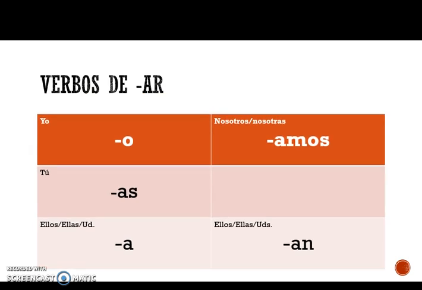So this is how our chart is going to look from now on. Notice I've dropped the usted down here because it also uses the a ending. I've dropped ustedes down because again it also uses the an ending. Okay? So our AR verb endings are o, as, a, amos, an. Notice we've taken out the vosotros from our chart because, like I explained in class, that's really only used in Spain, and so we're not going to use it in this class.